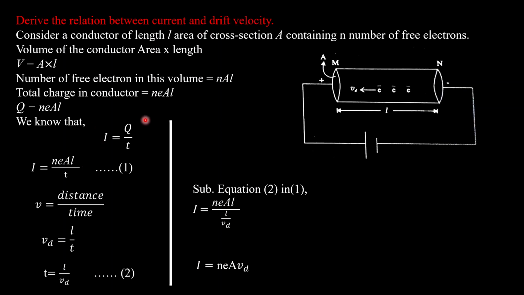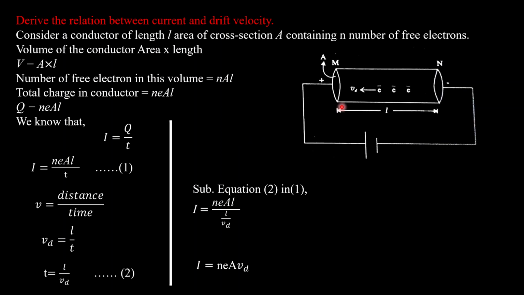So we have I is equal to Q by T. This is one of the key points in this derivation, and the second key point is V is equal to displacement by time. So distance or displacement by time we can have as a key point. The two formulas as key points are this one and this one. Now let us understand this derivation.